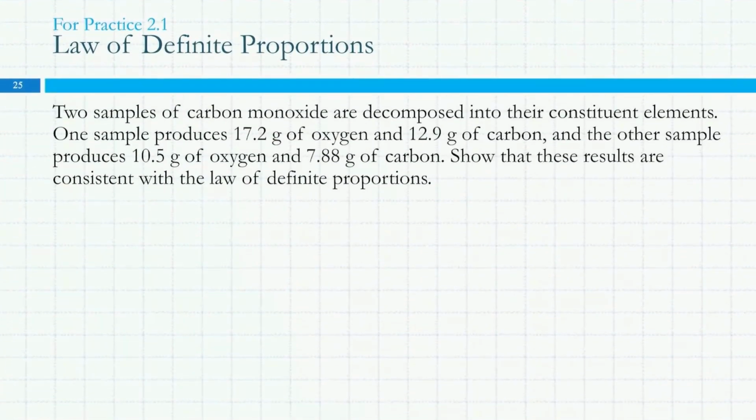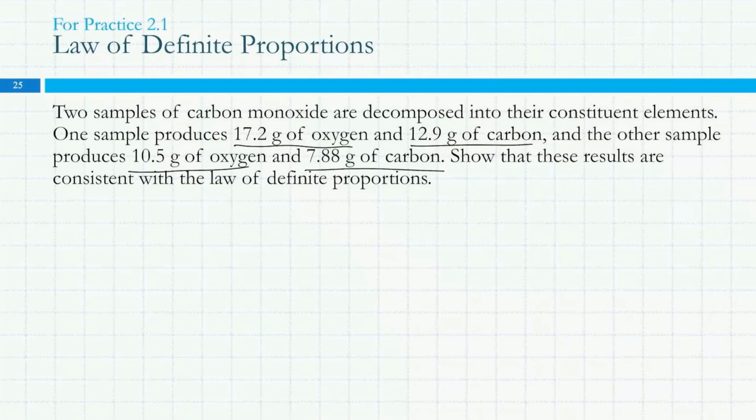All right, so if we've got 2 samples of carbon monoxide decomposed into their constituent elements, meaning we take the carbon monoxide and break it down into carbon and oxygen. One sample produces 17.2 grams of oxygen and 12.9 grams of carbon. The other sample produces 10.5 grams of oxygen and 7.88 grams of carbon. So show that these results are consistent with the law of definite proportions.